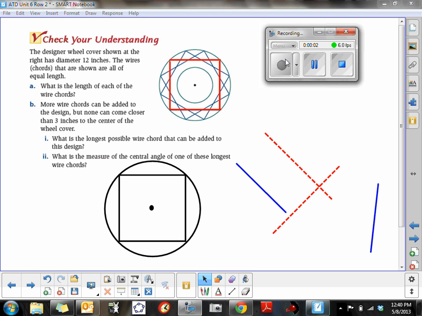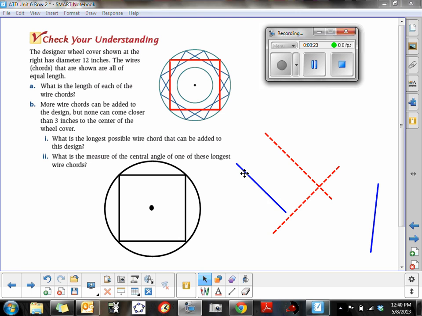To work the CYU problem on row 2, I want to simplify the picture they give us of this wheel cover that has a diameter of 12 inches and has wires that are all equal length. I highlighted 4 wires that are equal length, and those 4 wires create a square. That is a square that I'm going to pull out and highlight in the diagram down below.